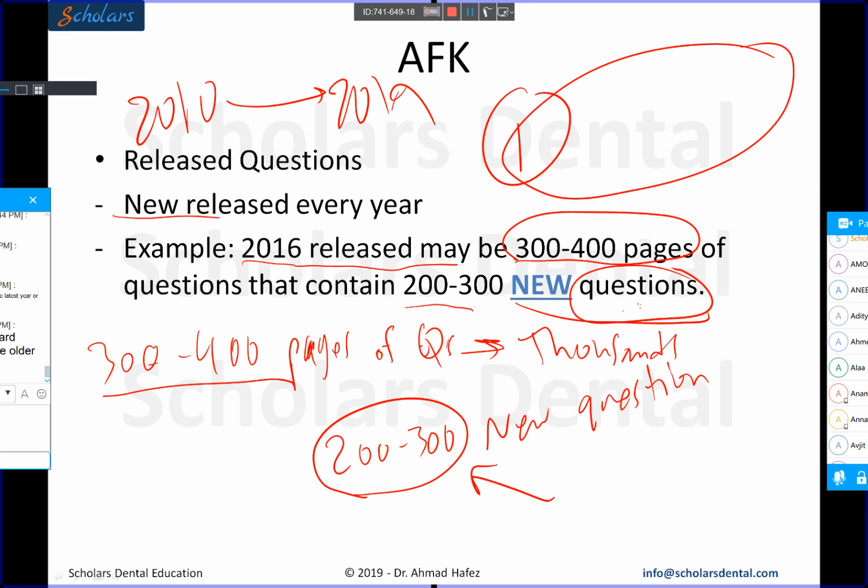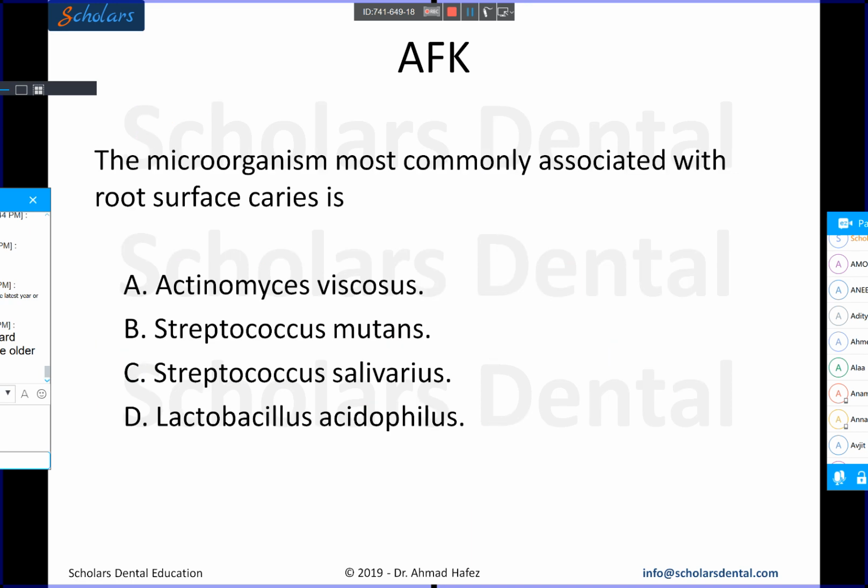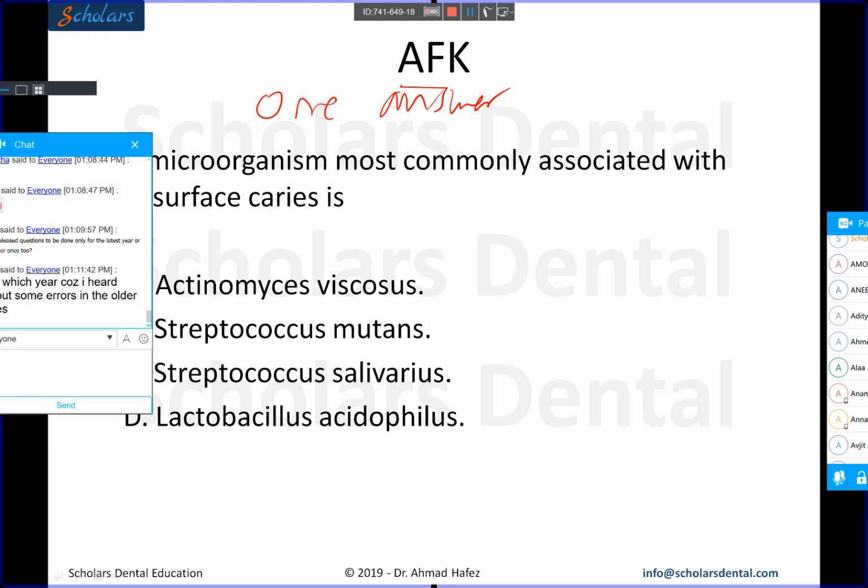So there are always new questions every year, and you have to go through them. Here's a sample of a question, the microorganism. Some questions that come could be just selecting one, choosing one answer like this, right? And the answer here is, what do you guys think?